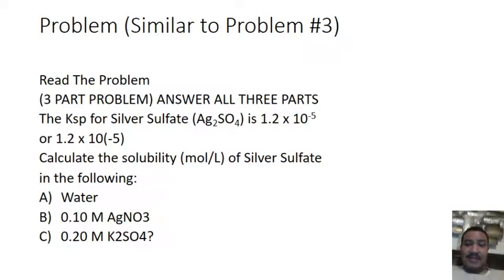Now, here is a problem that's similar to problem 3. We're going to read this first. It's a 3-part problem. We have to answer all 3 parts. The KSP of silver sulfate, Ag2SO4, is 1.2 times 10 to the minus 5. Calculate the solubility in moles per liter of silver sulfate in water, in 0.1 molar silver nitrate solution, or in 0.2 molar potassium sulfate solution.